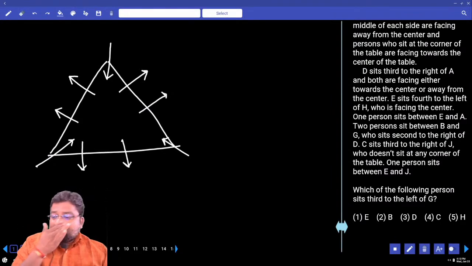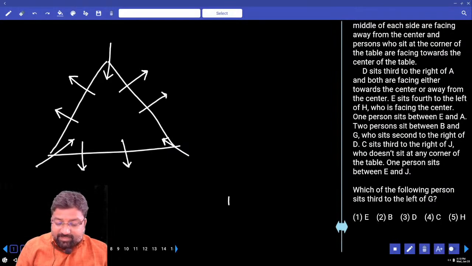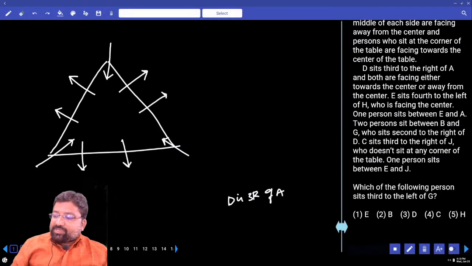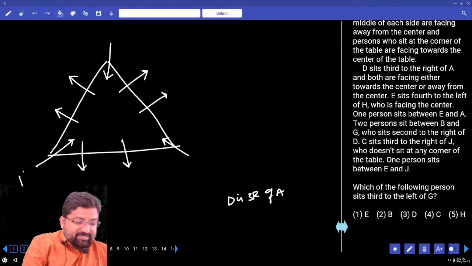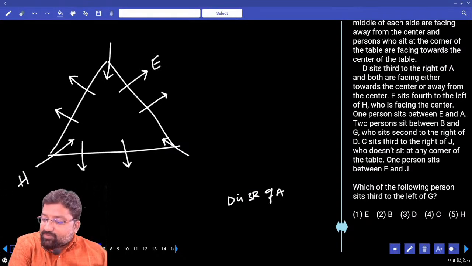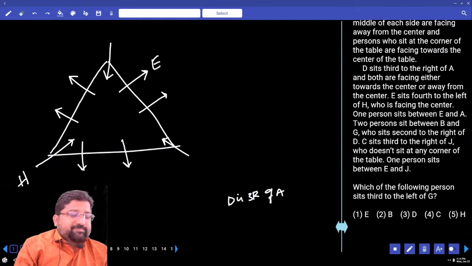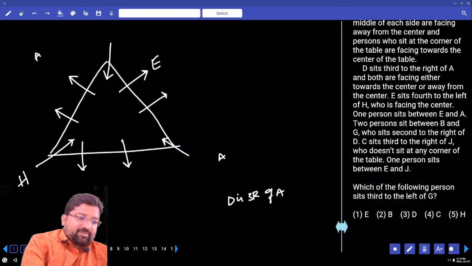We have to add a little cleverly. Now D is third to the right of A. Both of them are inside or outside. Okay, we'll see later. What's next? E is sitting fourth to the left of H, who faces the center. H faces the center, fourth left: 1, 2, 3, 4. This is E. Next line, read it. Only one person sits between E and A. Only one person is sitting between E and A, so am I sure? Maybe this is A or this is A.